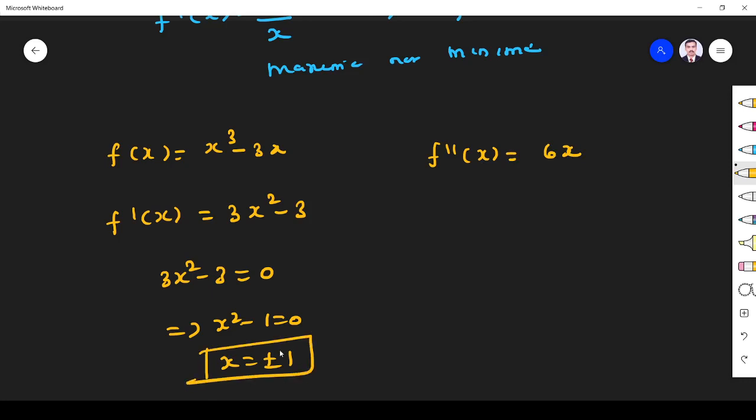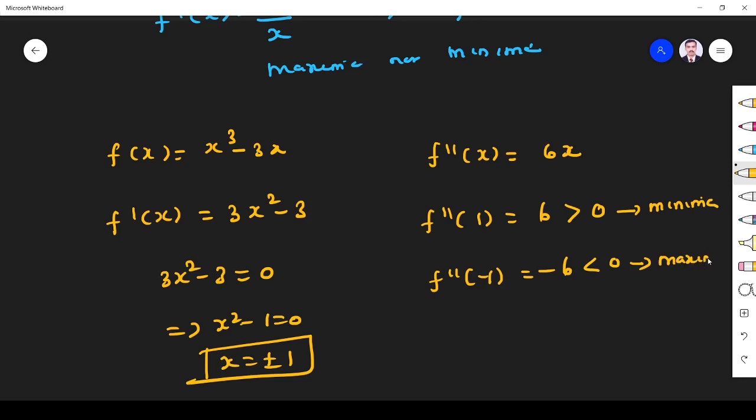So we have two values of x: x is equal to plus 1 and x is equal to minus 1. Substitute x is equal to plus 1 here. f double dash of 1 will give 6. f double dash of minus 1 will give minus 6. See, f dash or f double dash, derivatives will give slope. So the second derivative is positive, that is, slope is greater than 0. Positive slope means we know it is minima. Right? Similarly, f double dash of minus 1 gives slope which is less than 0. Negative slope means it is maxima.